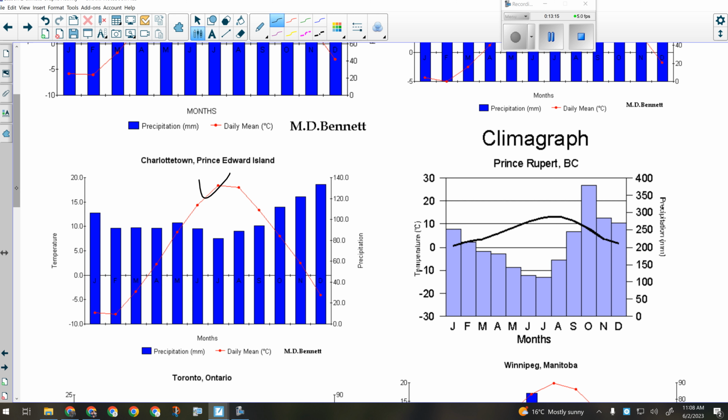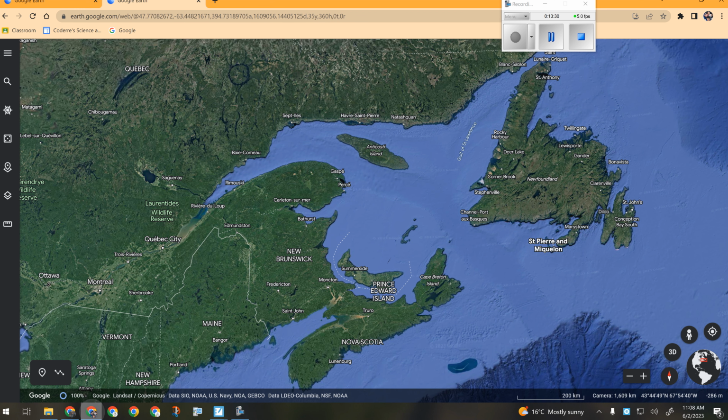So even though the temperature line was similar to those two, it didn't really feel like I could put it in a group with them. So it ended up in a group by itself. There just wasn't anything else that really fit with it. So if I'm looking at where Prince Rupert is, it's quite a bit north on the west coast.